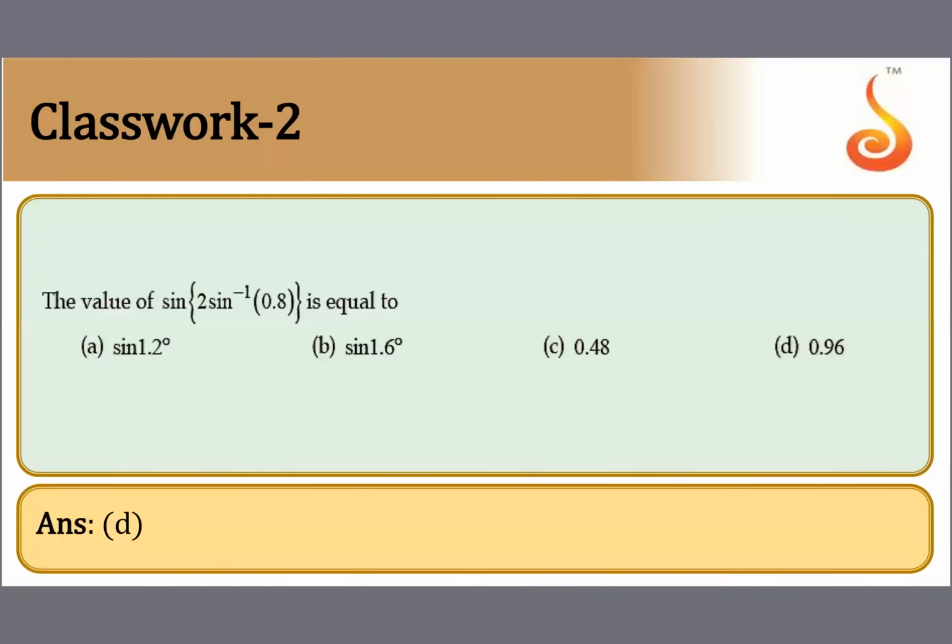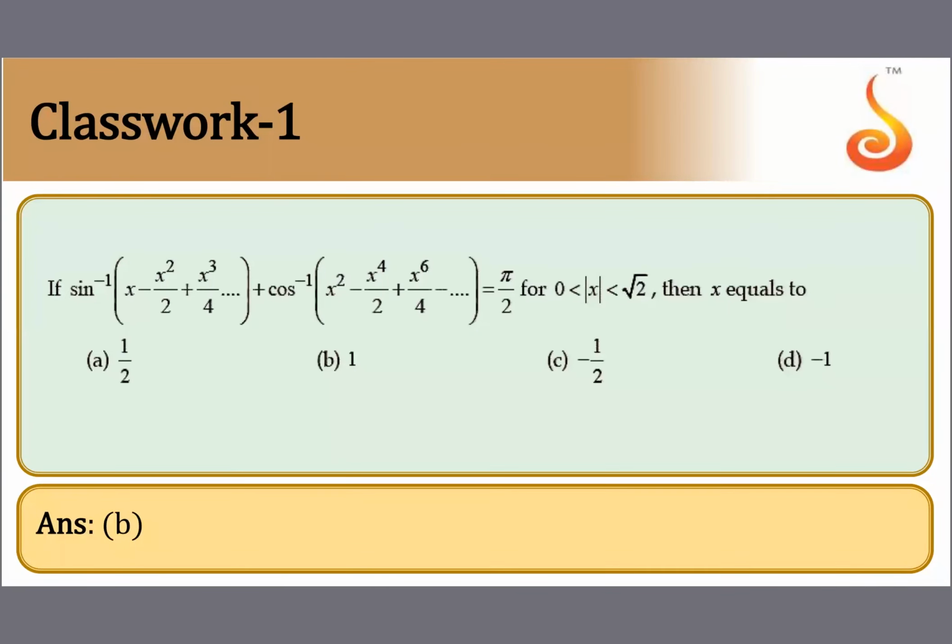Okay, let's start question number 1. Here, the formula used is sin inverse x plus cos inverse x is equal to pi by 2. Every time I will put a curly bracket in the formula, so it means both the brackets are equal.